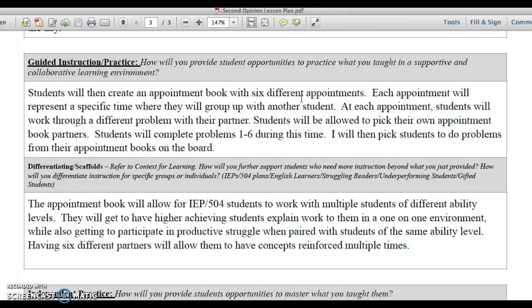Then I'll tell everyone to go to your 1 o'clock appointment. They all go to their 1 o'clock appointment, and they're going to complete one problem with their 1 o'clock appointment. After that, I'll tell them to go to the 2 o'clock appointment. They're going to complete another problem with their 2 o'clock partner. You're only going to have the same partner once.